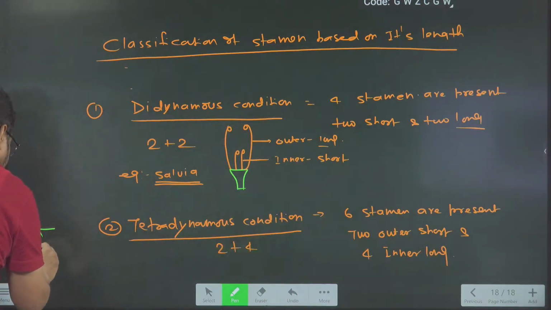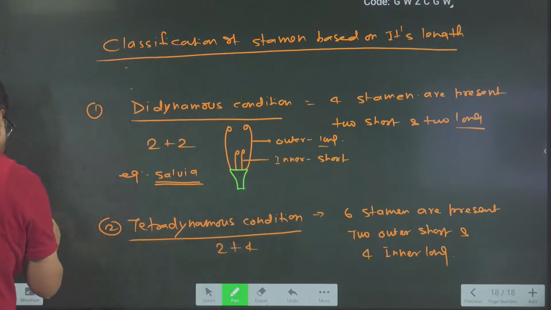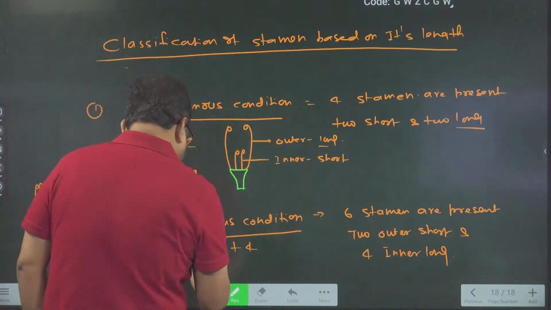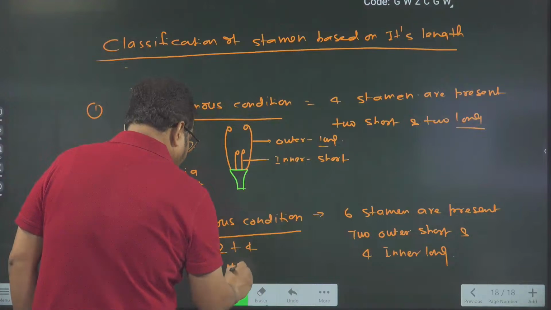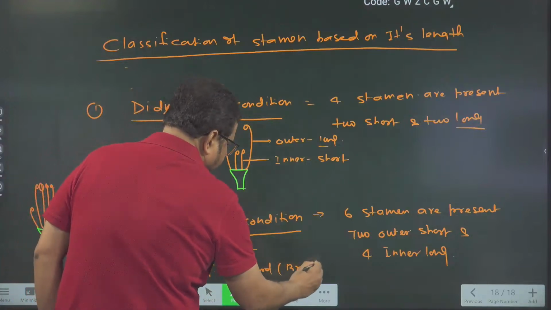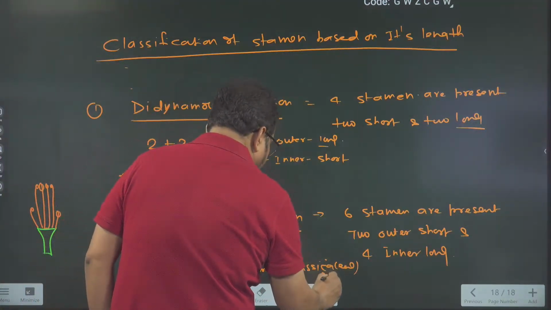Look, here it is thalamus. In thalamus, stamen if arise like this, it is stamen 1, 2, 3, 4, 1, 2. 4 inner are longer and 2 outer are shorter. Such kind of condition is called tetradynamous condition. An example is mustard, or you can say Brassicaceae family.